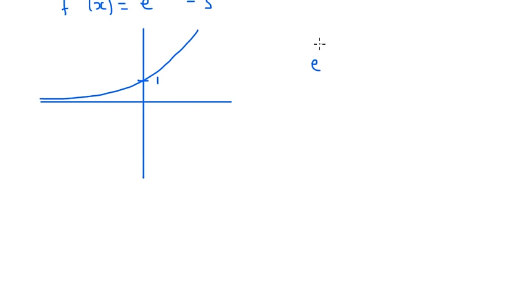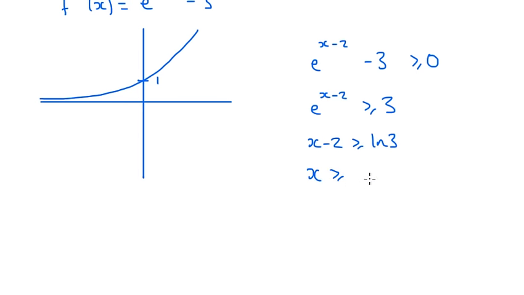So e to the x take 2, take 3, needs to stay greater than or equal to 0. So again, if we make x the subject, that will tell us the domain. So I'm going to add the 3 back on. I'm going to take logs so that we can say that x minus 2 is greater than or equal to the natural log of 3. And so the domain is that x is greater than or equal to 2 plus the natural log of 3.